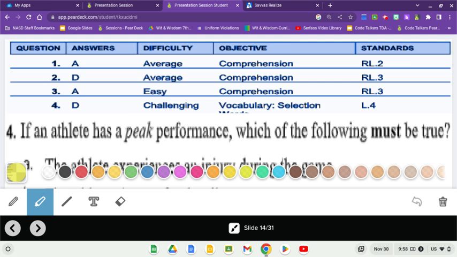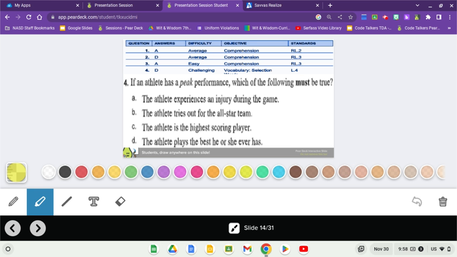It's D. Can you believe it? The athlete plays the best he or she ever has, right? The athlete is the highest scoring player. When you're the GOAT, that happens to be every game. But D, the athlete plays the best he or she ever has. That's when you are at your peak. That's when you're at the summit, the zenith, the top.